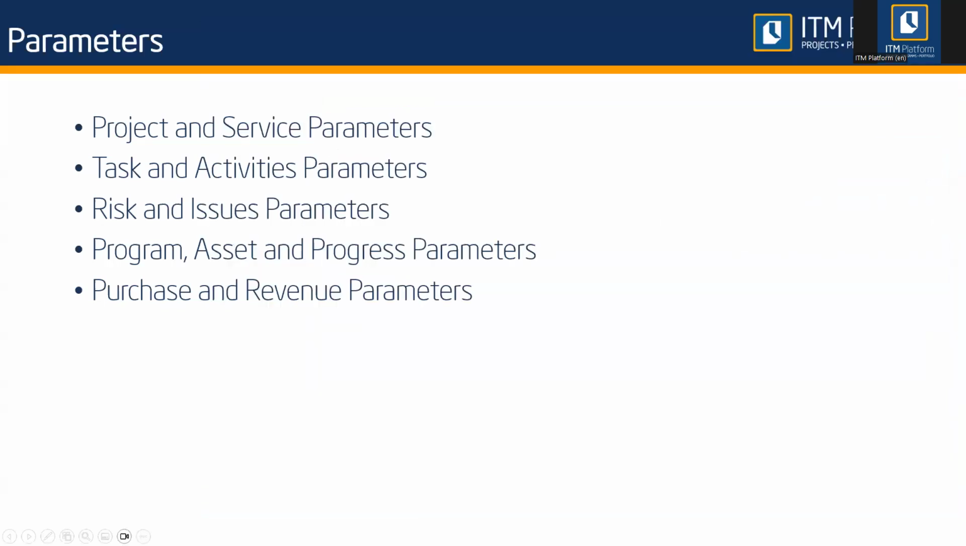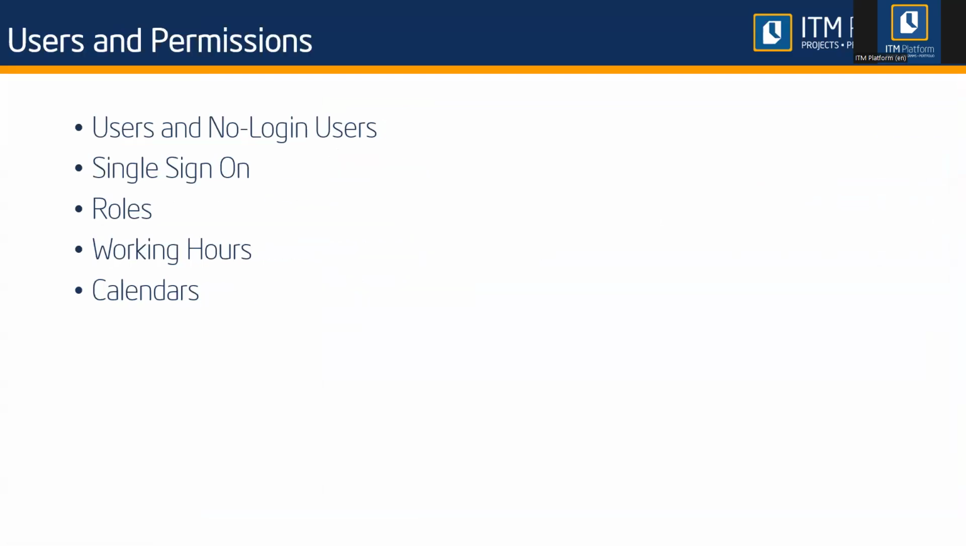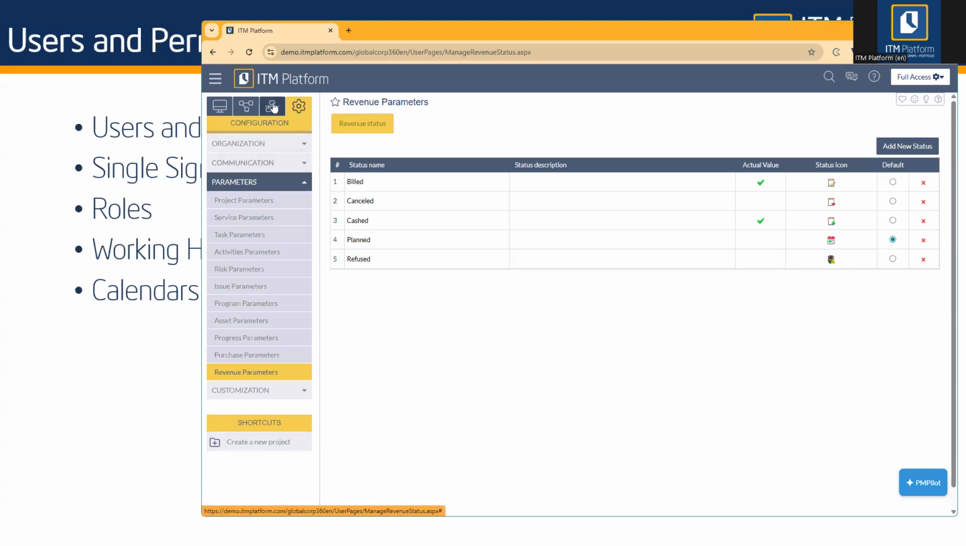Now let's move forward into the next area. We have users and permissions. Now this is going to be a little bit more complex. First, let's think about users and non-login users. All right. So for this, go back. Now we are going to go to the organization tab.